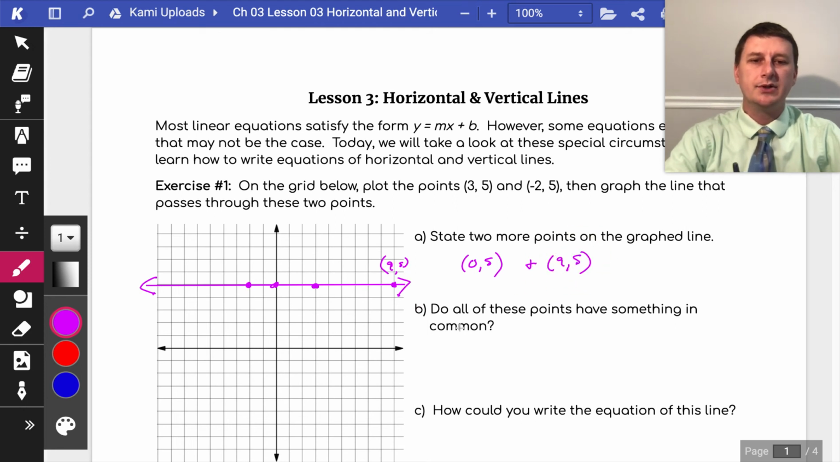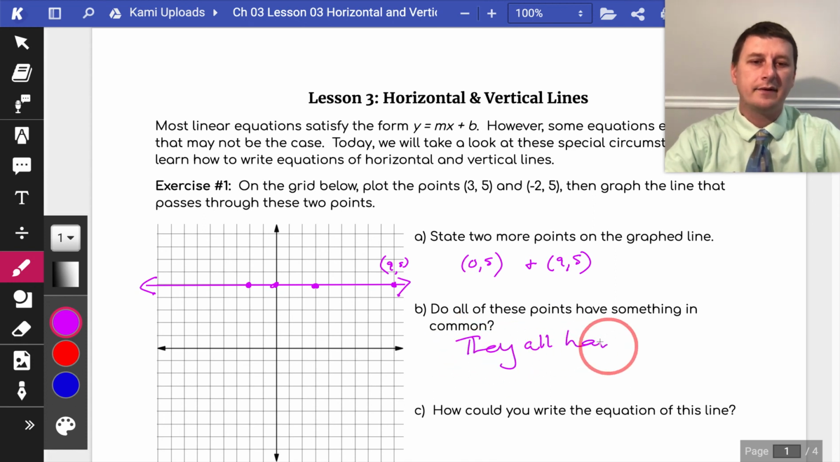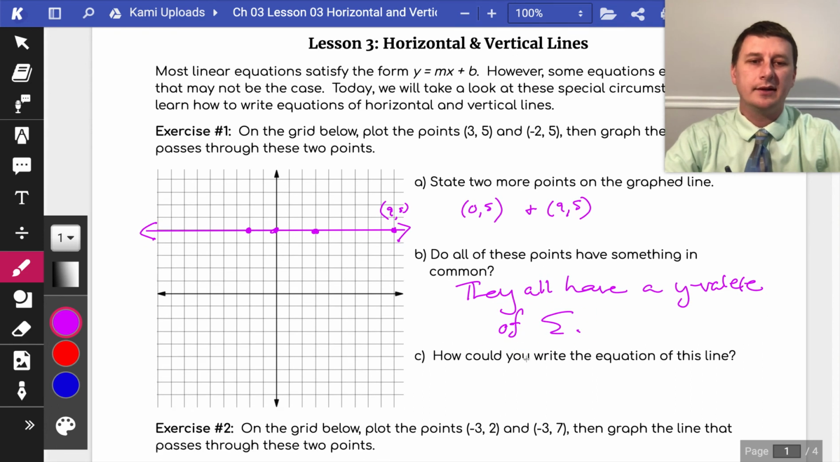All right. Do all of these points have something in common? So let's take a look at the 4 points we know now. We have 3, 5, negative 2, 5, 0, 5, and 9, 5. Do you notice anything special about all 4 of those points? Anything that they might all have in common? And if you were thinking that the y value is 5, you are correct. They all have a y value of 5.